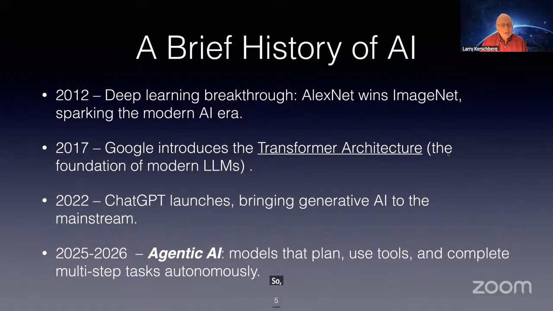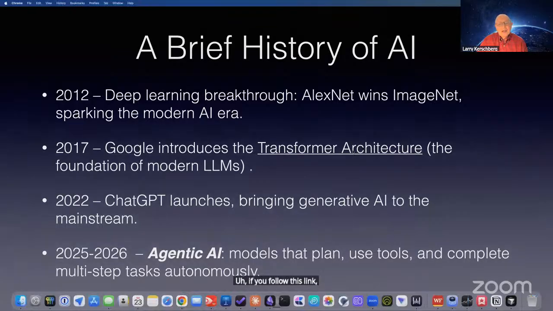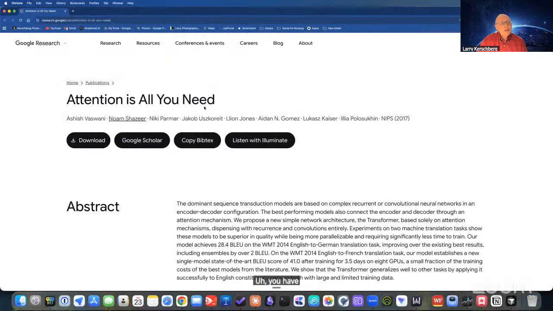So in 2017, 8 engineers from Google introduced the transformer architecture. And they wrote a paper called Attention Is All You Need. And they showed that you could parallelize the algorithms that were used to train these large language models. And so that's the foundation of what we consider now the large language models. If you follow this link, you have it: Attention Is All You Need. These are the 8 engineers that appeared in 2017.